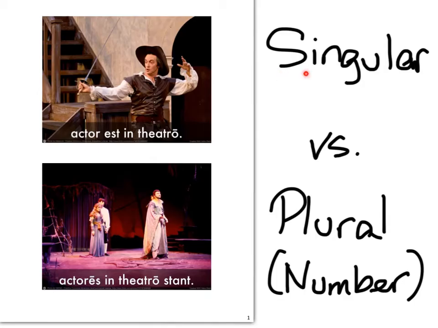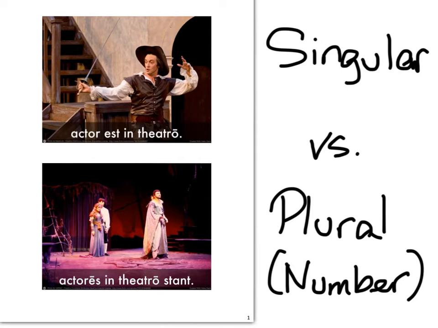This lesson deals with singular versus plural verbs. This is a grammatical term known as number. When we talk about singular verbs, we mean verbs where only one person or thing is the subject. Plural verbs have multiple people or things as subjects.